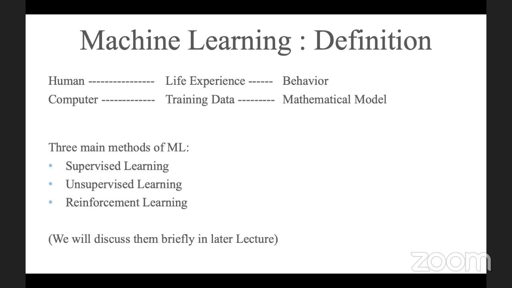So there are three main methods of machine learning: supervised learning, unsupervised learning, and reinforcement learning. Supervised learning is where you give it a set of tuples of input and output data, and it will somehow figure out what it should do with X so that it gets Y as an output.